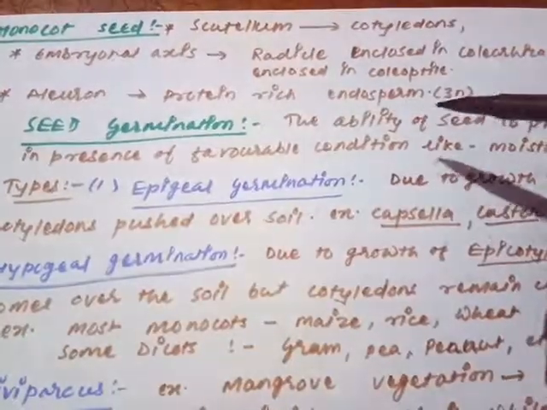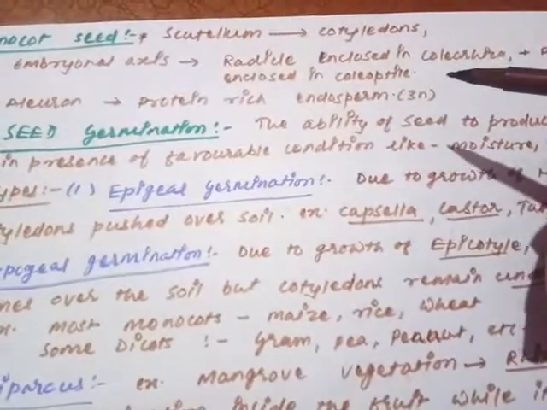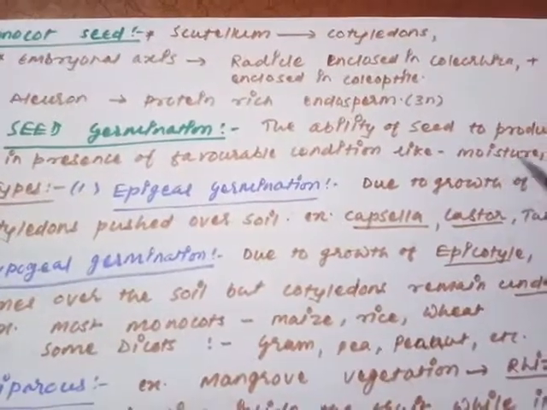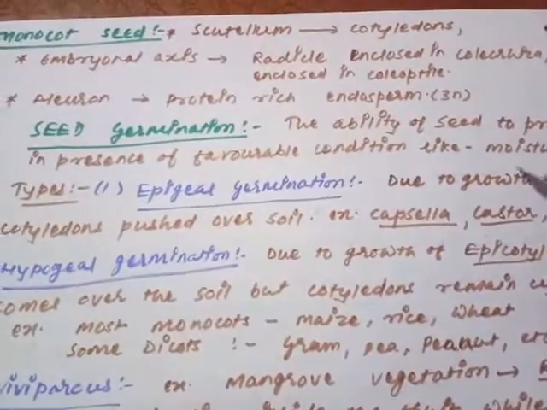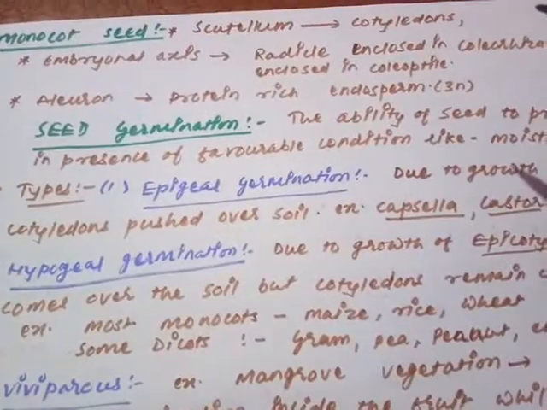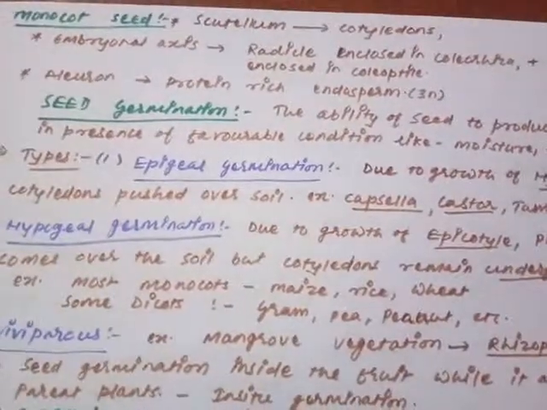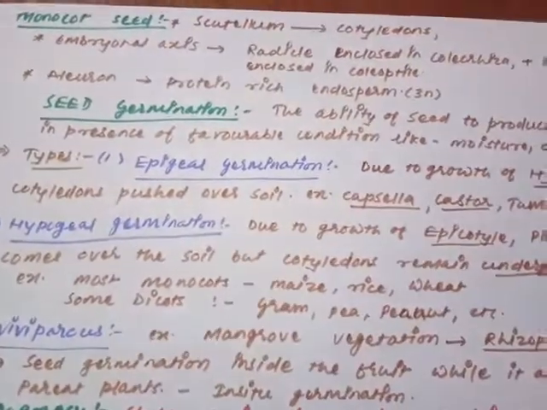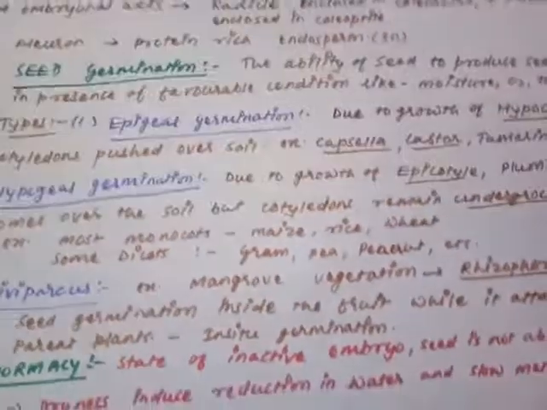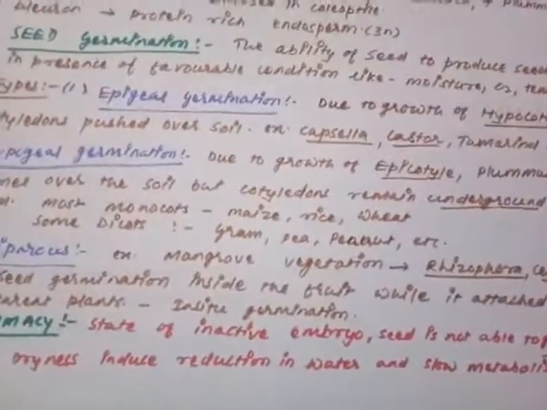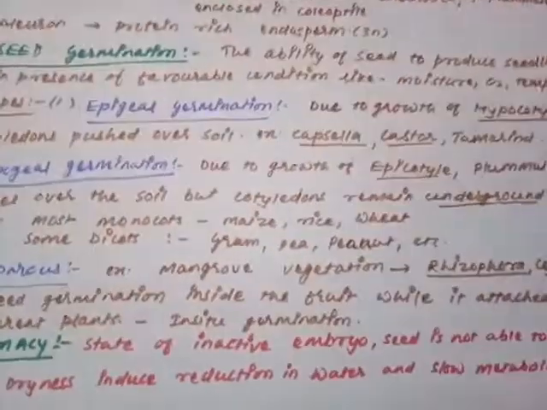Aleurone layer, a very important question. This is a triploid structure, the protein-rich endosperm. Whenever the aleurone layer is there, it is considered as the protein-rich endosperm. So now this is the structure and development of seed. Now we are moving toward the germination of seed, how the seed is able to germinate. So let us see seed germination.